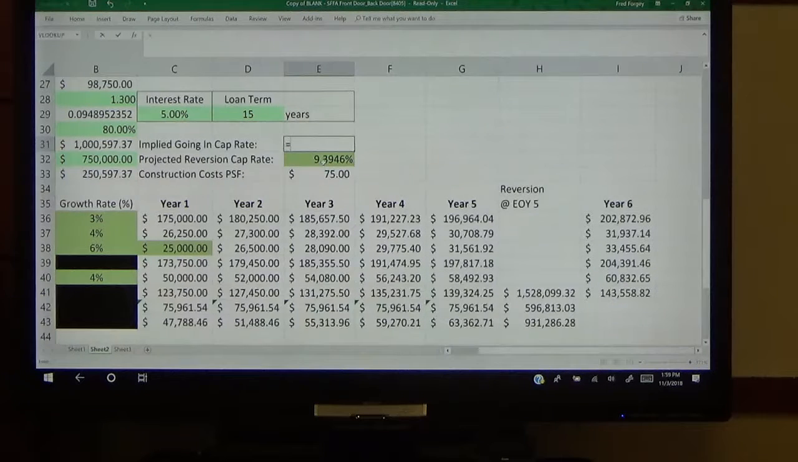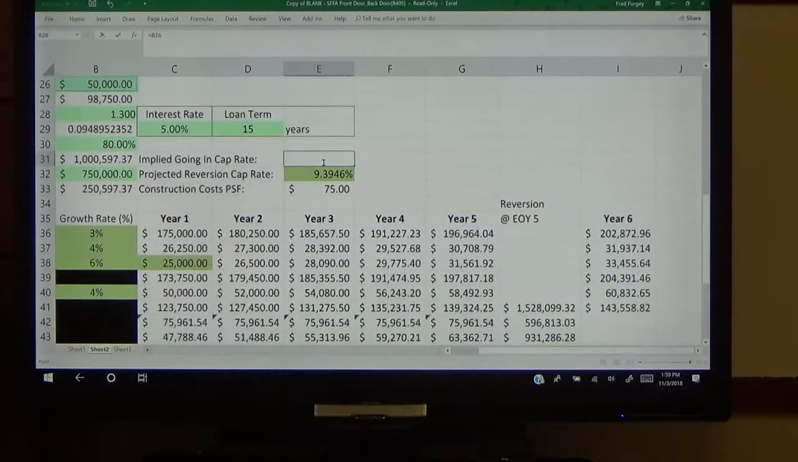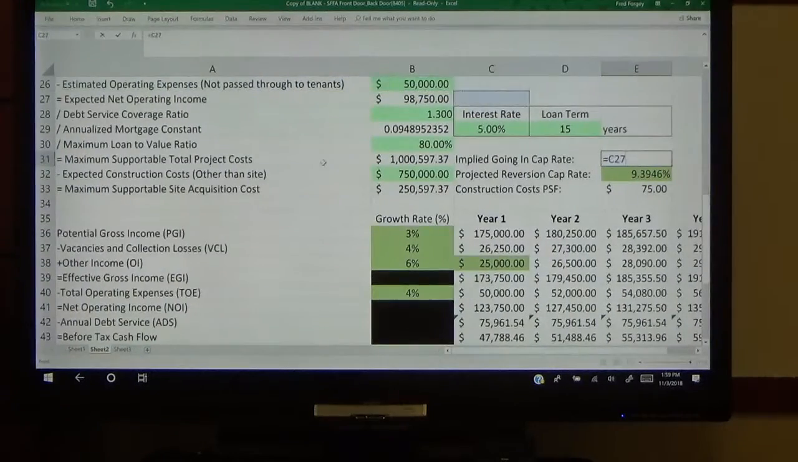And then we take the going-in cap rate, which is simply going to be our net operating income divided by the overall project cost. So what was that one, Professor? Okay.